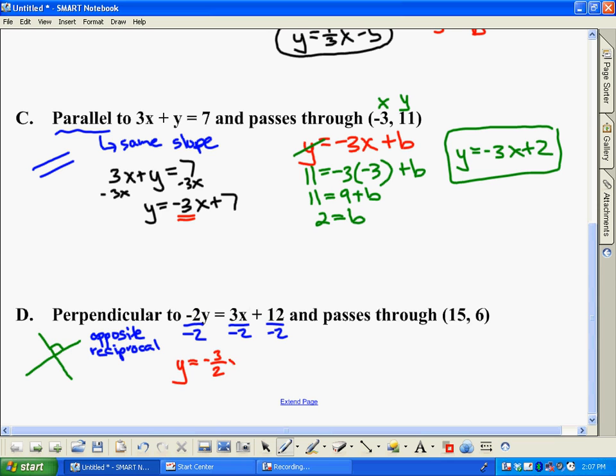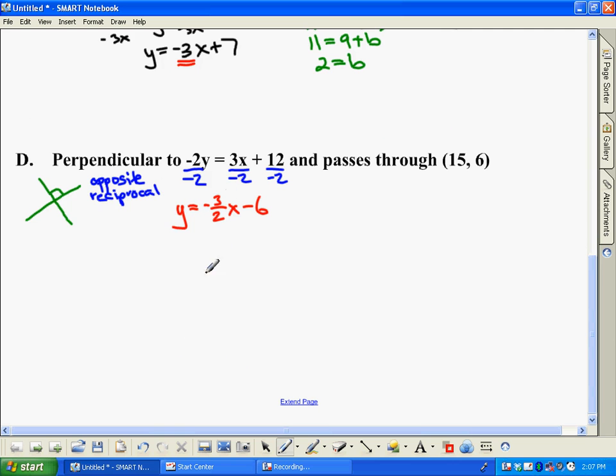-3/2 x minus 6. So if we want to find the slope for this, we need to first of all change the sign. So it was negative, now it's going to be positive. So our slope is not going to be negative, it's going to be positive, and then we flip this, so it's going to be 2/3. So therefore, our equation is going to be 2/3 x plus b.